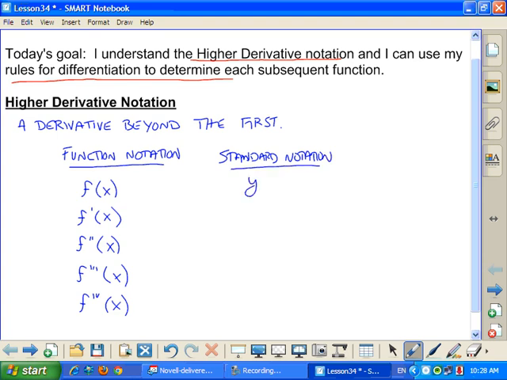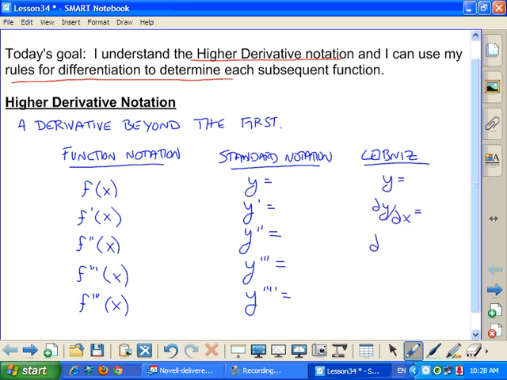Standard notation, again, you start with y equals, y prime, y double prime, y triple prime, and y quadruple prime, and so on and so forth. And then we have Leibniz, where he said y equals dy by dx equals d squared y by dx squared, d cubed y by dx cubed, and so on and so forth. So the exponent goes on the d on the top and the x in the bottom. So there are your notations that we're going to be dealing with.